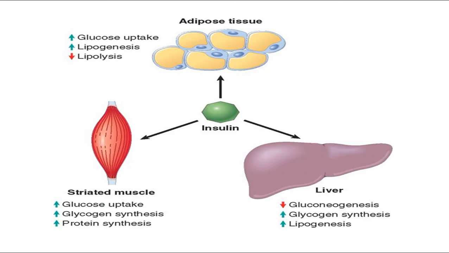So this diagram also explains insulin action: increased glucose uptake, glycogen synthesis and protein synthesis in muscle; lipogenesis and decreased lipolysis in adipose tissue; and in liver it causes increased glycogen synthesis and increased lipogenesis.